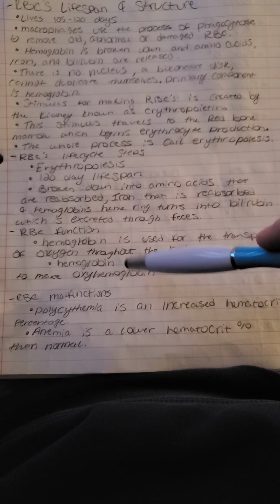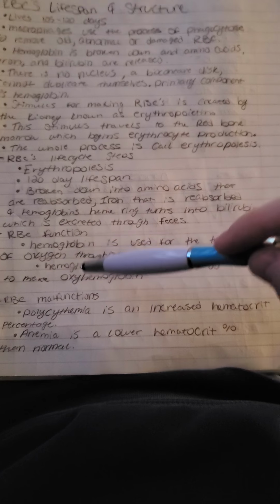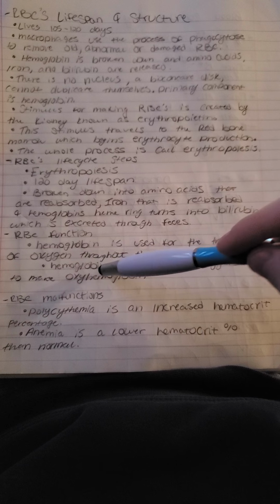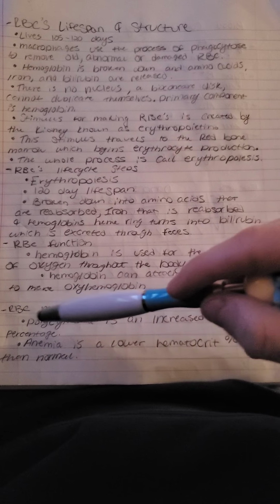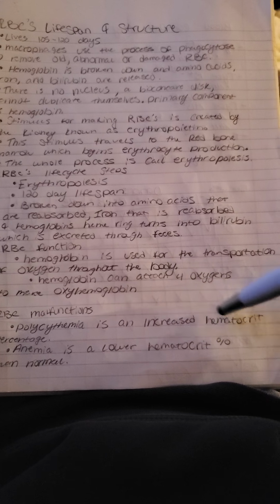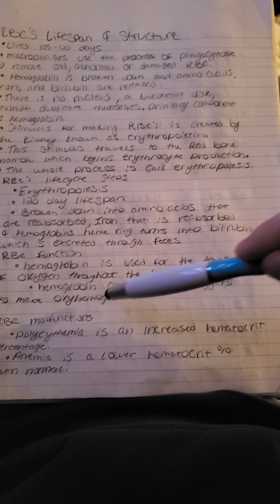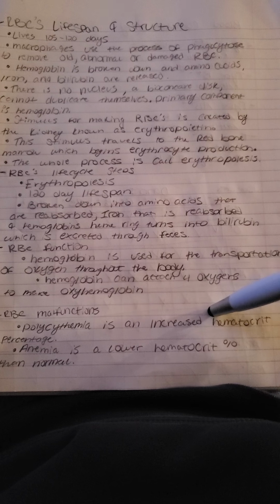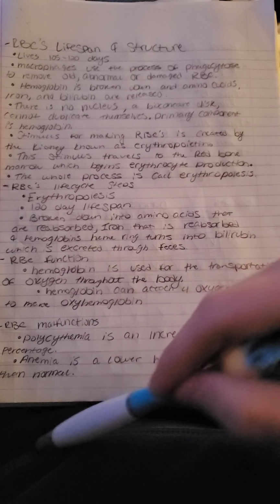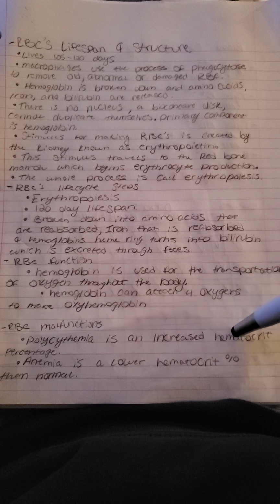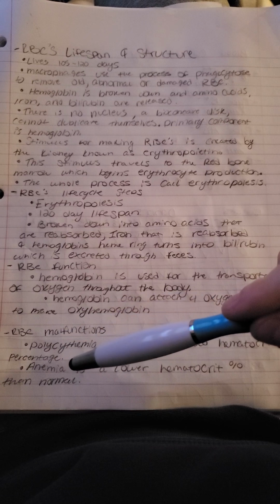Now, I want you to understand a couple of malfunctions that can happen with red blood cells. Kind of the same thing with white blood cells. So you have polycythemia, which is an increased hematocrit percentage. And for those who don't know, hematocrit is the percentage of whole blood that is red blood cells. The average range for that is 45%. And then for women, I believe you can actually go down to 42%. But so hematocrit is just the percentage of whole blood that red blood cells occupy.